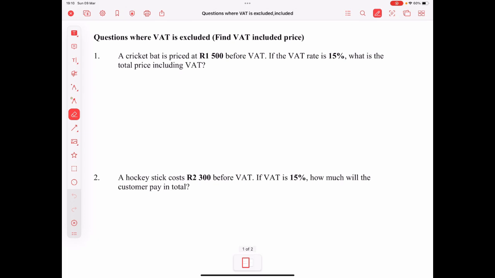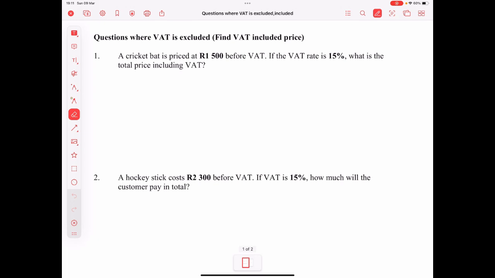Okay, so the first one is a cricket bat is priced at 1,500 Rand before VAT. If the VAT rate is 15%, what is the total price including VAT? Now, in your test, they're not going to mention the 15%. You just need to know that I've just added it in this particular question. But in your test, it will just say a cricket bat is priced at 1,500 Rand before VAT. What is the total price including VAT?